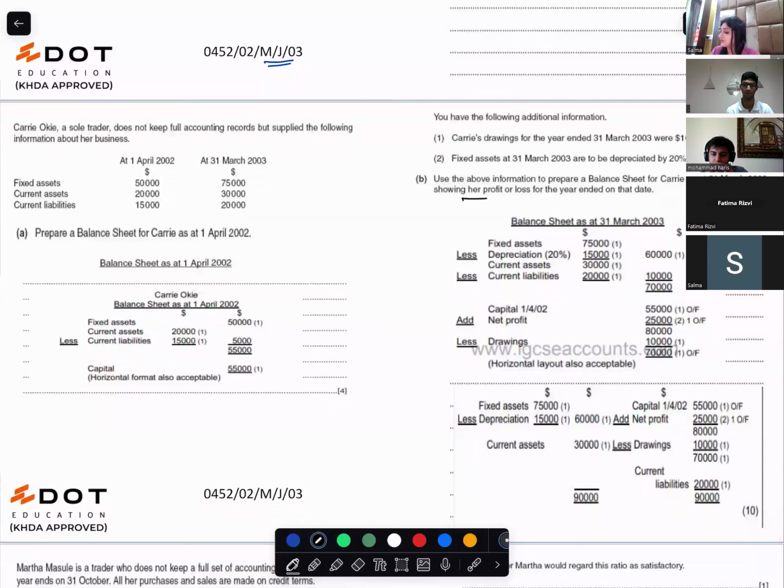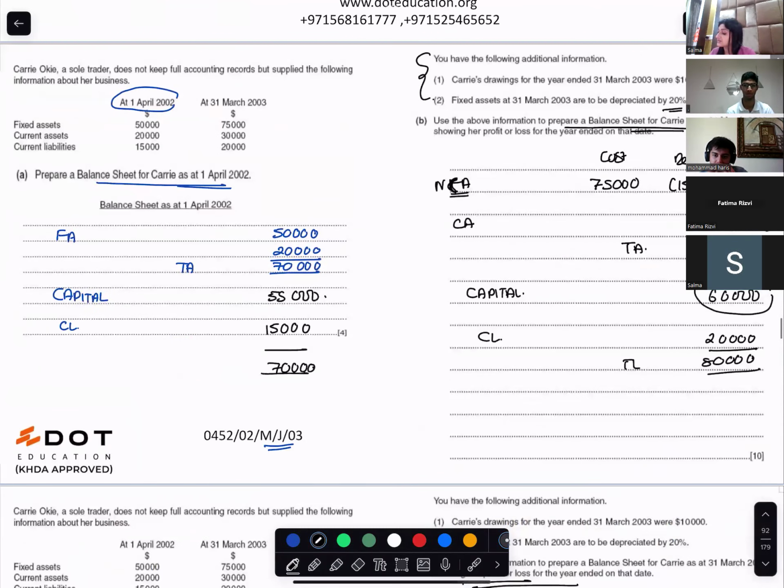But they want to know the profit or loss for the year ended on that date. What do they want us to find out? Profit or loss. Anyway, 75 minus 15 is 60,000. 60 plus 30 is 90,000. 90 minus 20 is how much? Capital is 70,000. Please do your work properly. So they want to make a balance sheet showing profit or loss on that date.